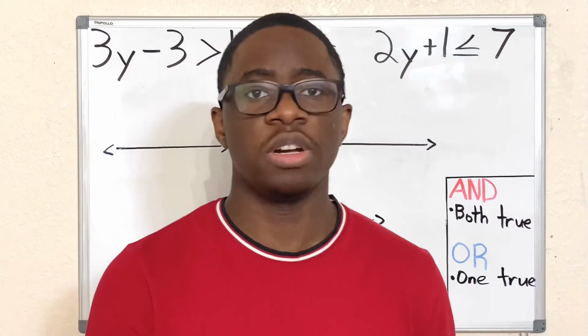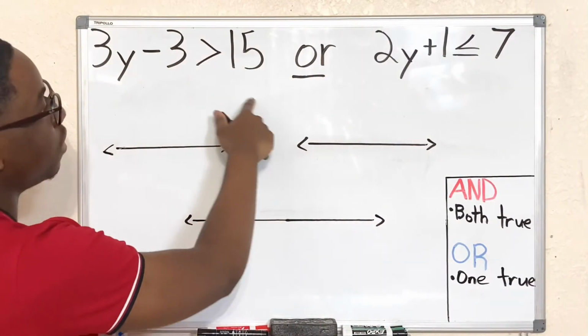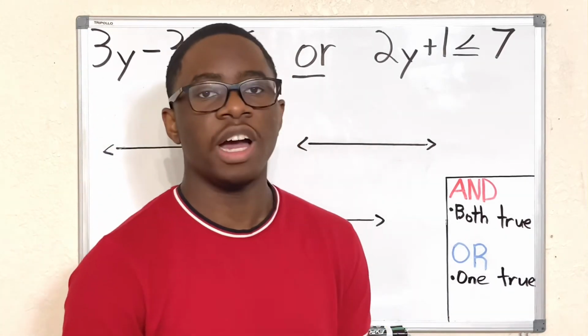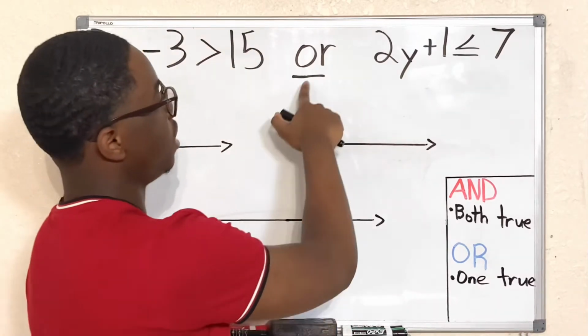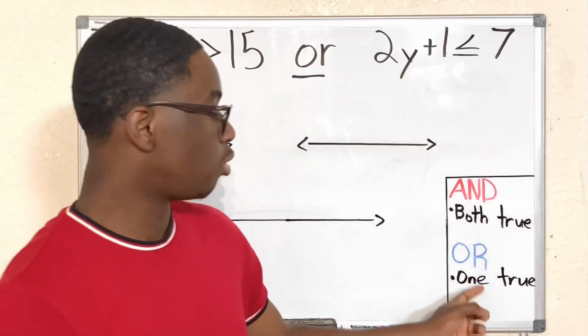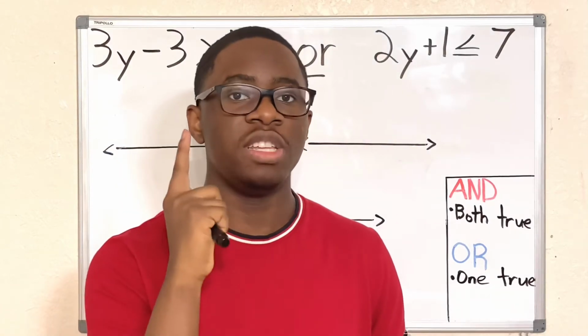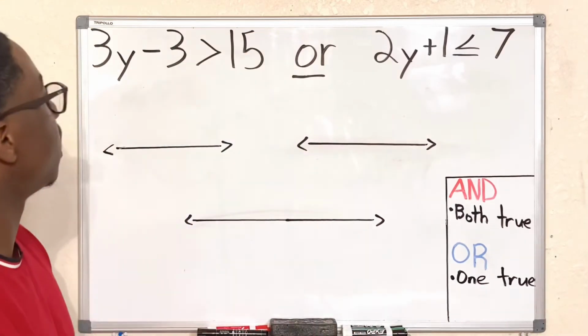All right, guys, let's go ahead and try out another problem. So here we have 3y minus 3 is greater than 15, or 2y plus 1 is less than or equal to 7. Now, how do we find our way through this problem? The first thing we have to do is recognize the or. With an or problem, that basically means that at any given point on the number line, one of the inequalities has to be satisfied.